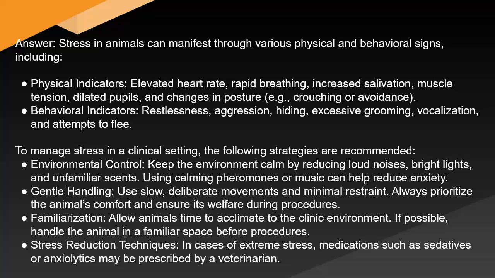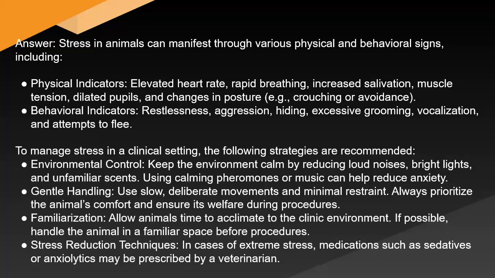Answer: stress in animals can manifest through various physical and behavioral signs, including physical indicators: elevated heart rate, rapid breathing, increased salivation, muscle tension, dilated pupils, and changes in posture, e.g., crouching or avoidance. Behavioral indicators: restlessness, aggression, hiding, excessive grooming, vocalization, and attempts to flee. To manage stress in a clinical setting, the following strategies are recommended.